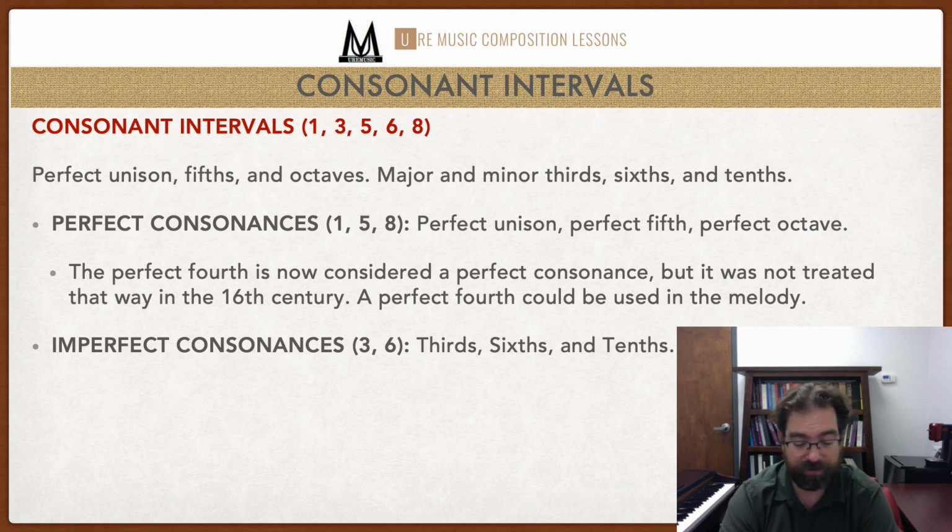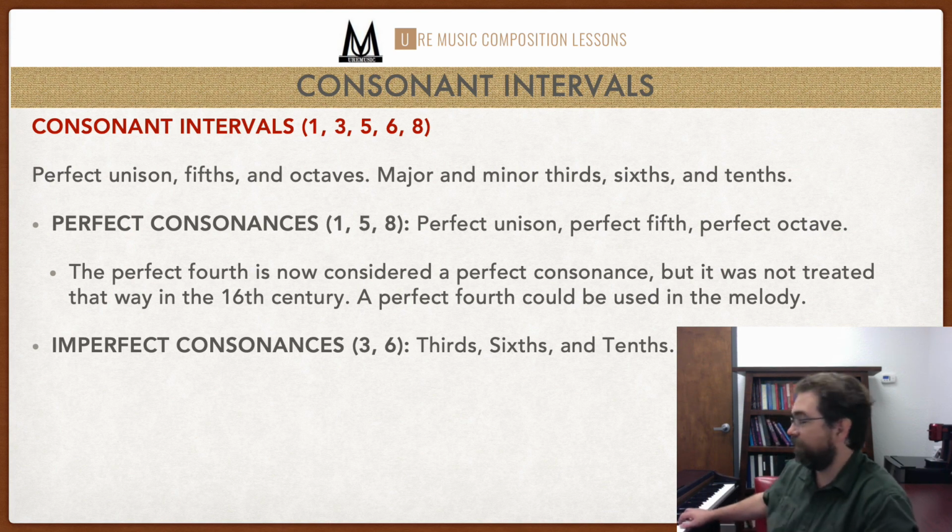While we now consider the perfect fourth to be a perfect consonance, it was not treated that way in the 16th century. You could use a perfect fourth in the melody. For example, if I start on C and I want to leap up to an F, that'd be a perfect fourth. You could do that, but you had to treat that leap specially, which we'll talk about a little bit later.